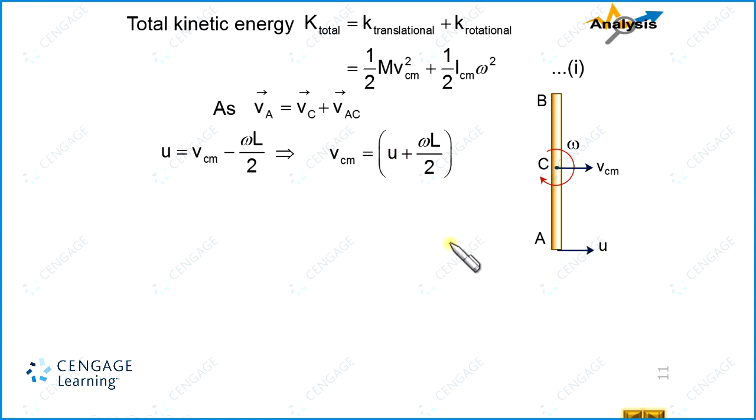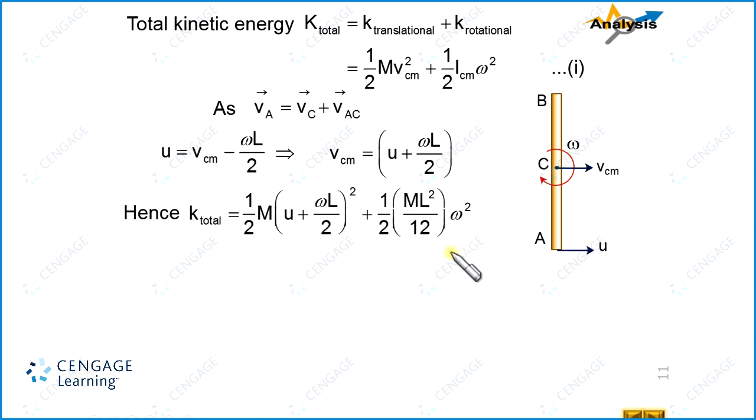Now we are in a position to calculate the translational kinetic energy as well as rotational kinetic energy, because we know vcm and omega is given, and ICM, since this is a solid rod, about the center of mass should be equal to mL square by 12. So total kinetic energy is equal to half M times (u plus omega L by 2) whole square plus 1 by 2 times ML square by 12 times omega square.